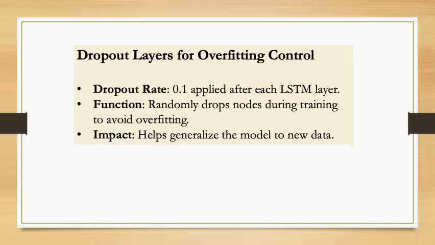Moving on, here are the dropout layers for overfitting control. The dropout rate is 0.1, applied after each LSTM layer. The function is to randomly drop nodes during training to avoid overfitting. And the impact is that it helps generalize the model to new data.